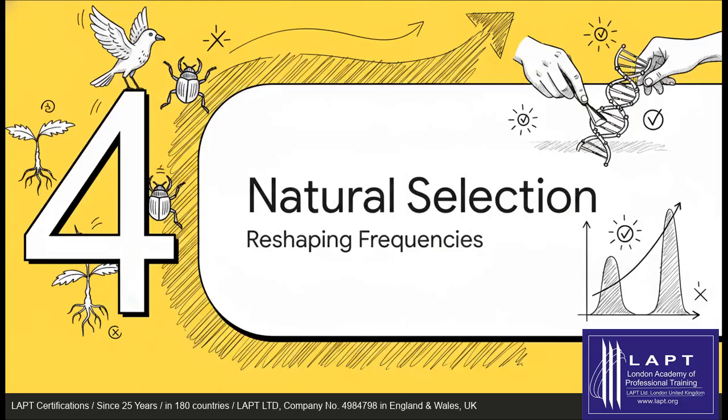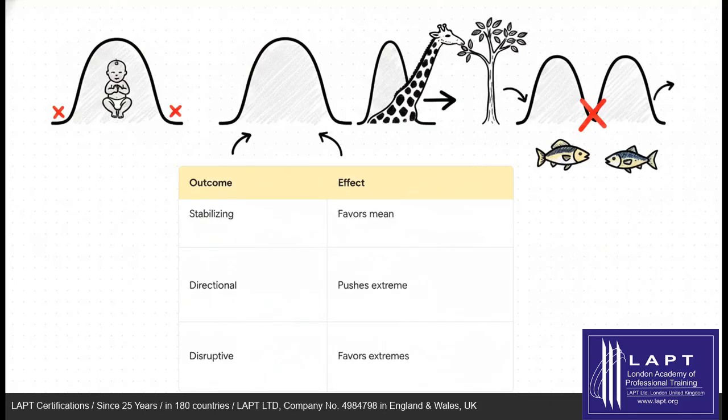Moving right along to Section 4, Natural Selection in Action, Reshaping the Frequencies. And this leads us to the most famous rule breaker of them all, the one that actively determines if an organism's traits help it survive or cause it to perish. See, while mutations provide the raw material, natural selection is the sculptor. It actively reshapes those allele frequencies, usually with three main outcomes.